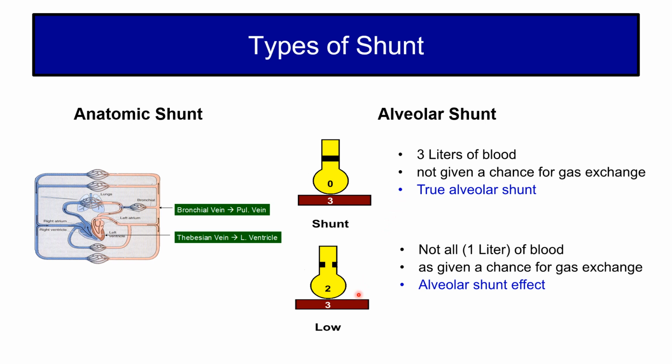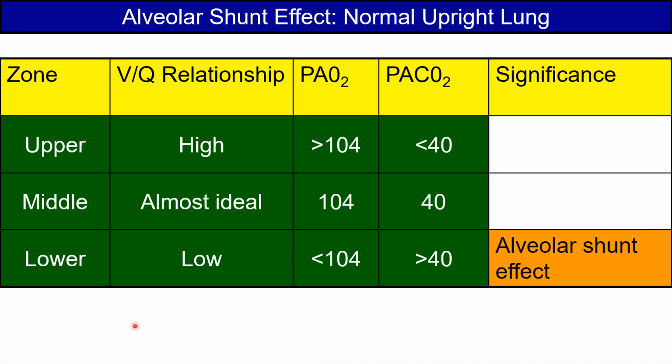Now, in a low V/Q relationship, notice again that not all blood, 1 liter of blood, in fact, was not given a chance to have gas exchange with gas in the alveoli. And this situation is known as your alveolar shunt effect. Going back to the normal upright lung, we know in the lower lung zone, we have a low V/Q relationship. And therefore, in our lower lung zone, we have alveolar shunt effect.